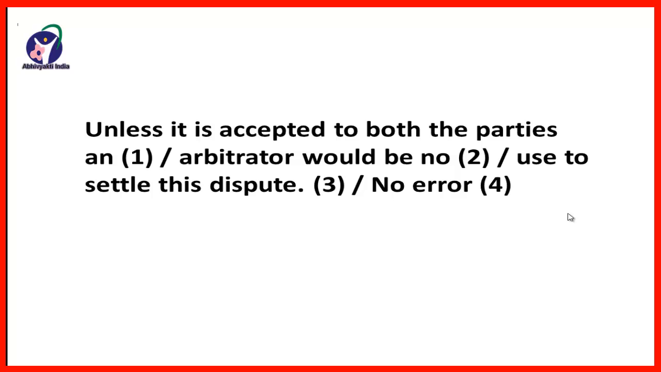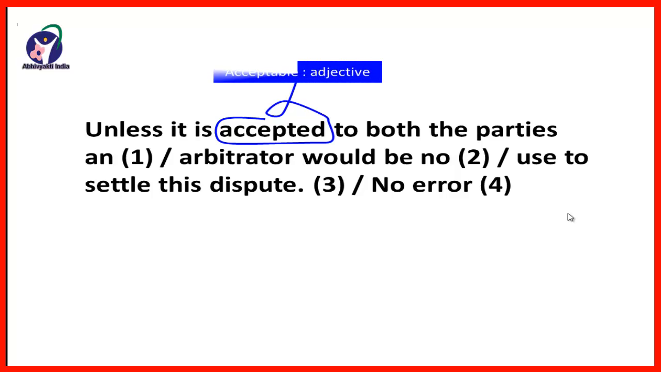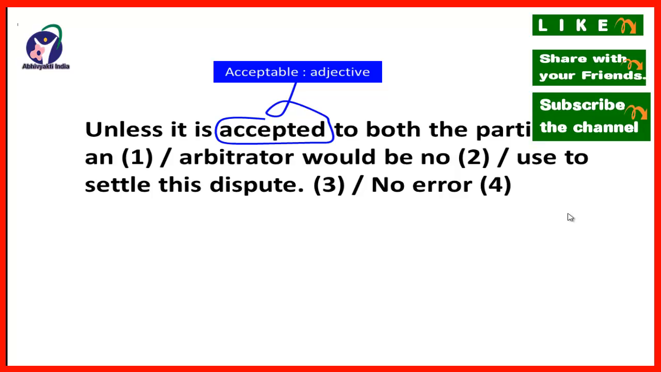Unless it is accepted to both the parties, an arbitrator would be no use to settle this dispute. Here the sentence demands adjective, so accepted should be replaced by adjective, so it is acceptable, and so the correct sentence will be unless it is acceptable to both the parties, an arbitrator would be no use to settle this dispute.